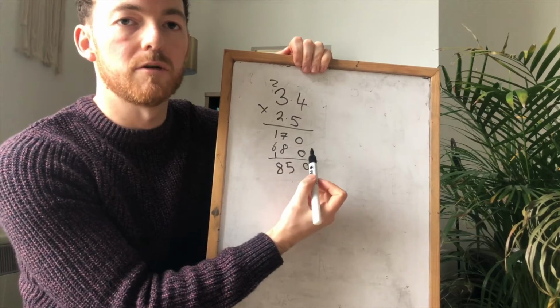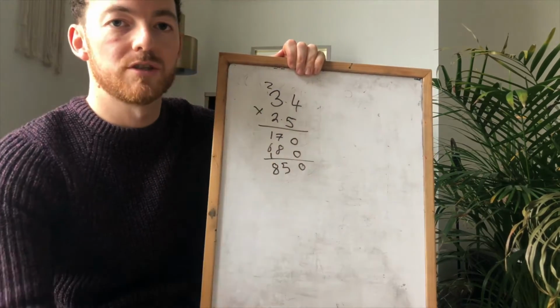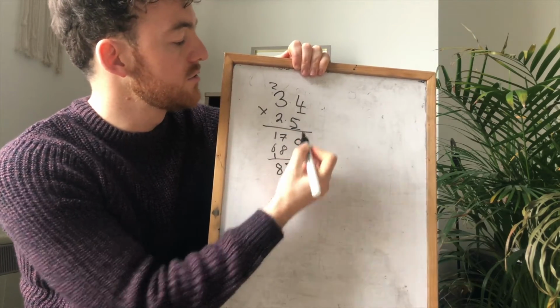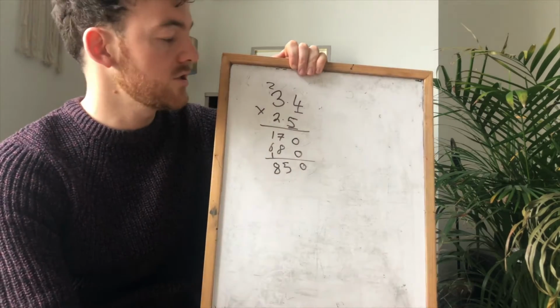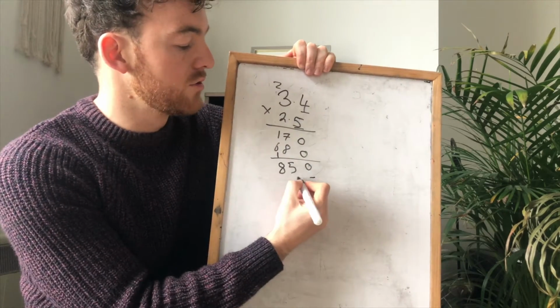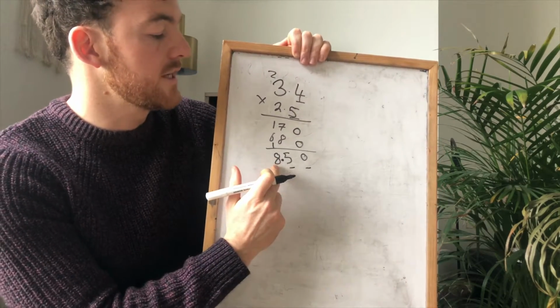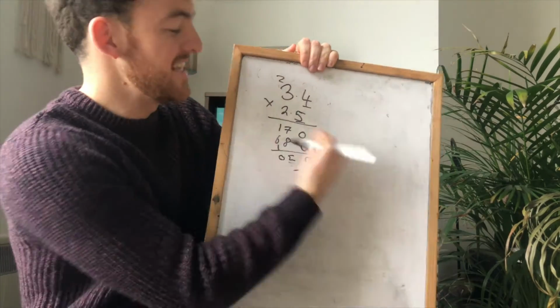You have to count up how many decimal places there are in the question. So for example, 1 decimal place, 2 decimal places. There are 2 decimal places in the question, so now I need to put 2 decimal places in my answer. My answer becomes 8.5. Easy, right? Let's have a look at one more.